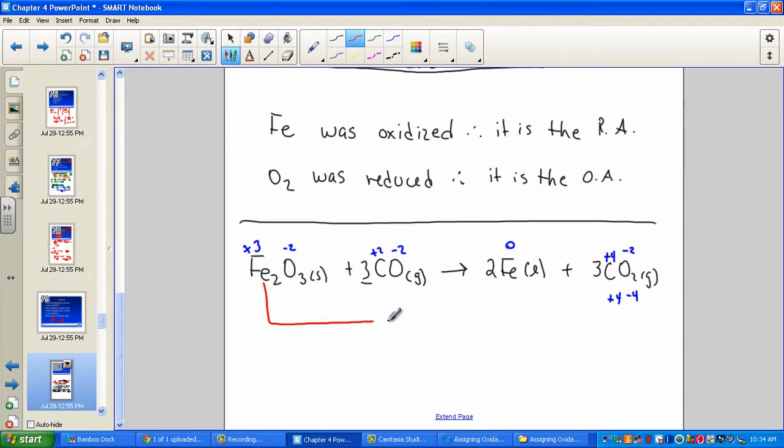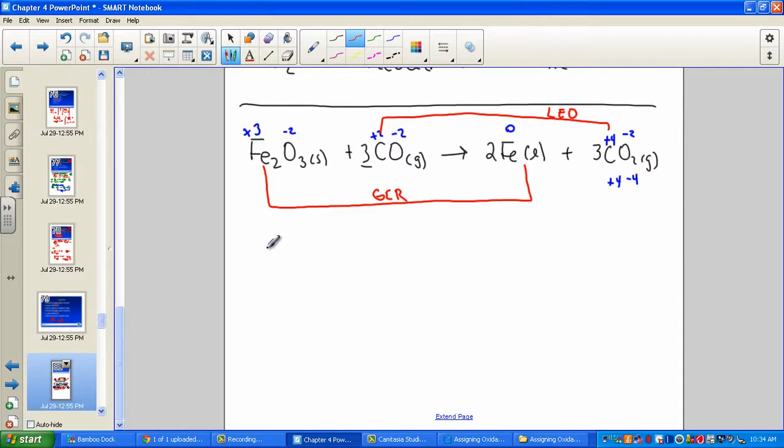I noticed iron went from a +3 to a 0. It's going down on the number line. It is getting reduced, gaining electrons, making it become more negative. Carbon started at +2 and went to a +4. That's becoming more positive. Losing electrons is oxidation, making the element become more positive. So identify what was oxidized and what was reduced.